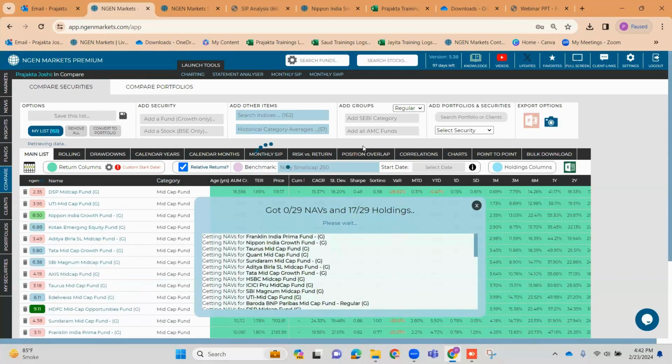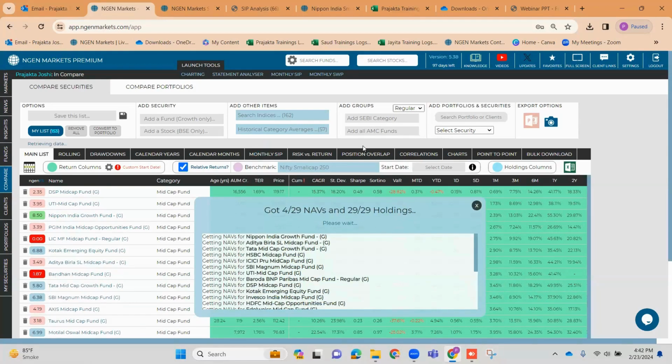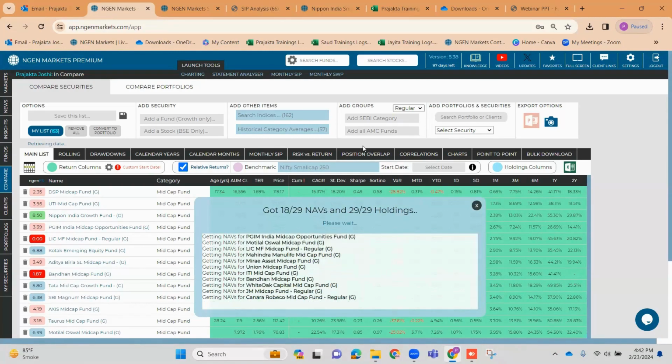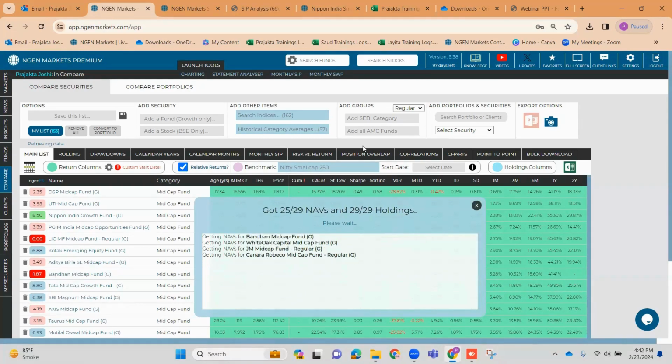But please mind, we have not put in any filter parameters. So there is no filtering out of younger funds. There's no filtering out on the basis of AUM. Everything, the entire universe, is right here.